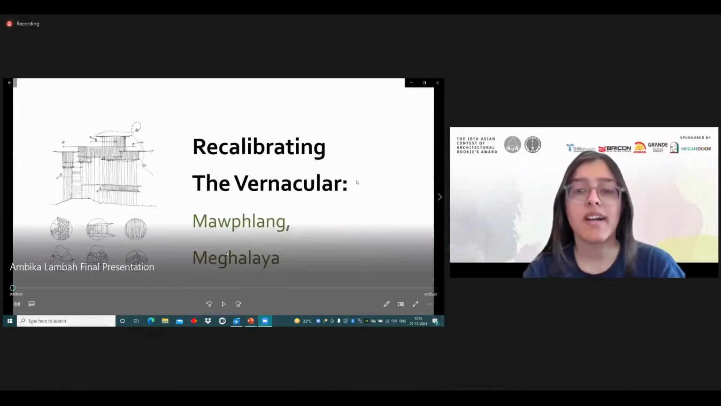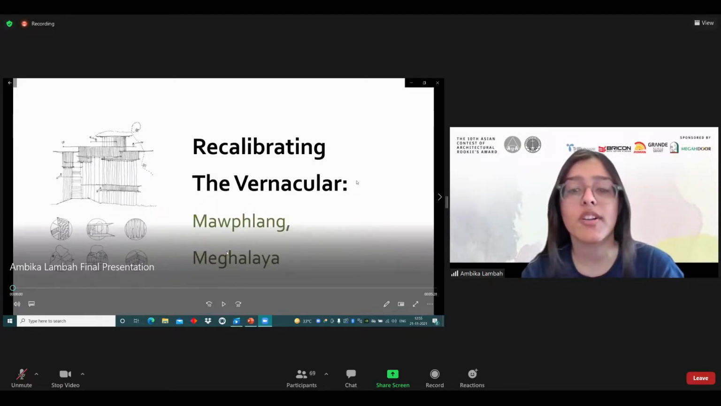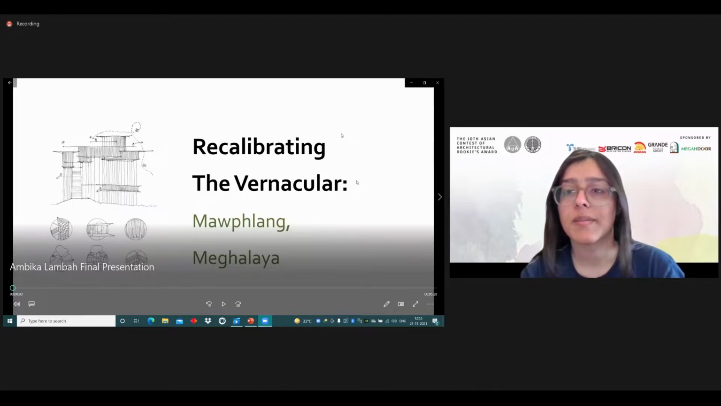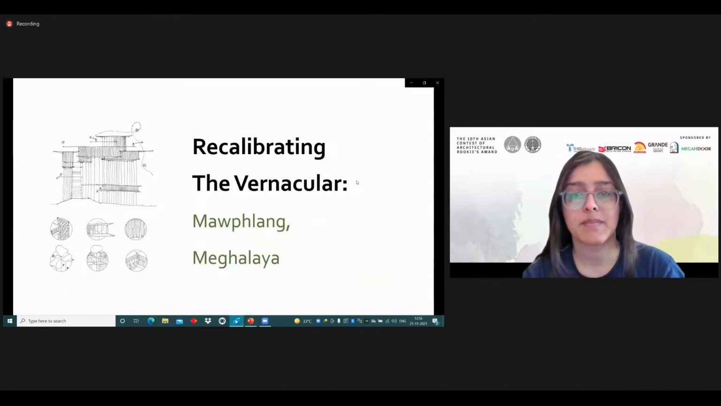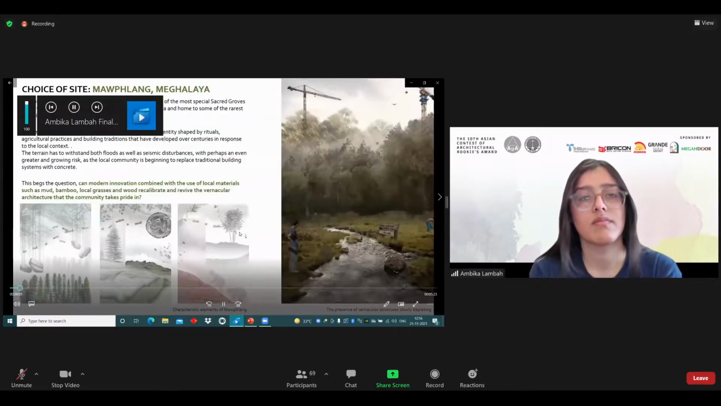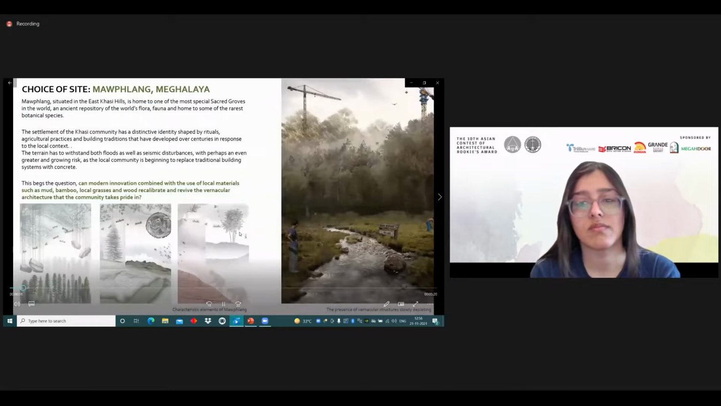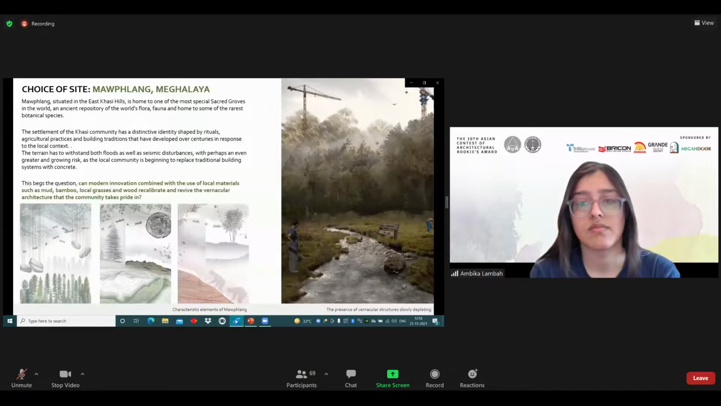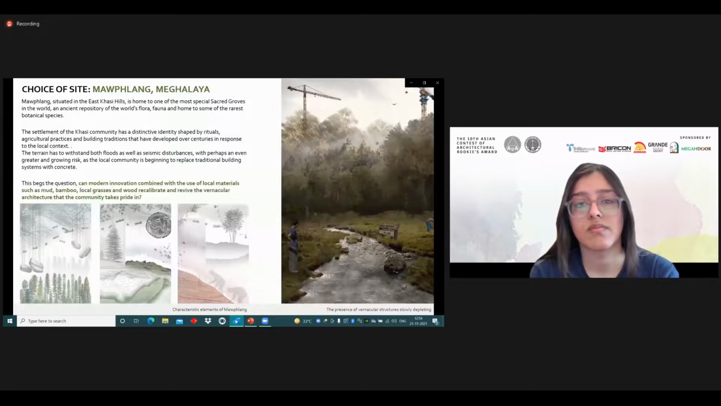Namaste, my name is Ambika Lamba and I'll be showing you my project based in Northeast India: Recalibrating the Vernacular, Mawphlong, Meghalaya. Situated in the East Khasi Hills, Mawphlong is home to one of the most special sacred groves in the world. This settlement of the Khasi community shares unique rituals, agricultural practices, and building traditions primarily shaped by its terrain, which has to withstand both floods and seismic disturbances, with perhaps an even greater and growing risk as the local community is beginning to replace traditional building systems with concrete.